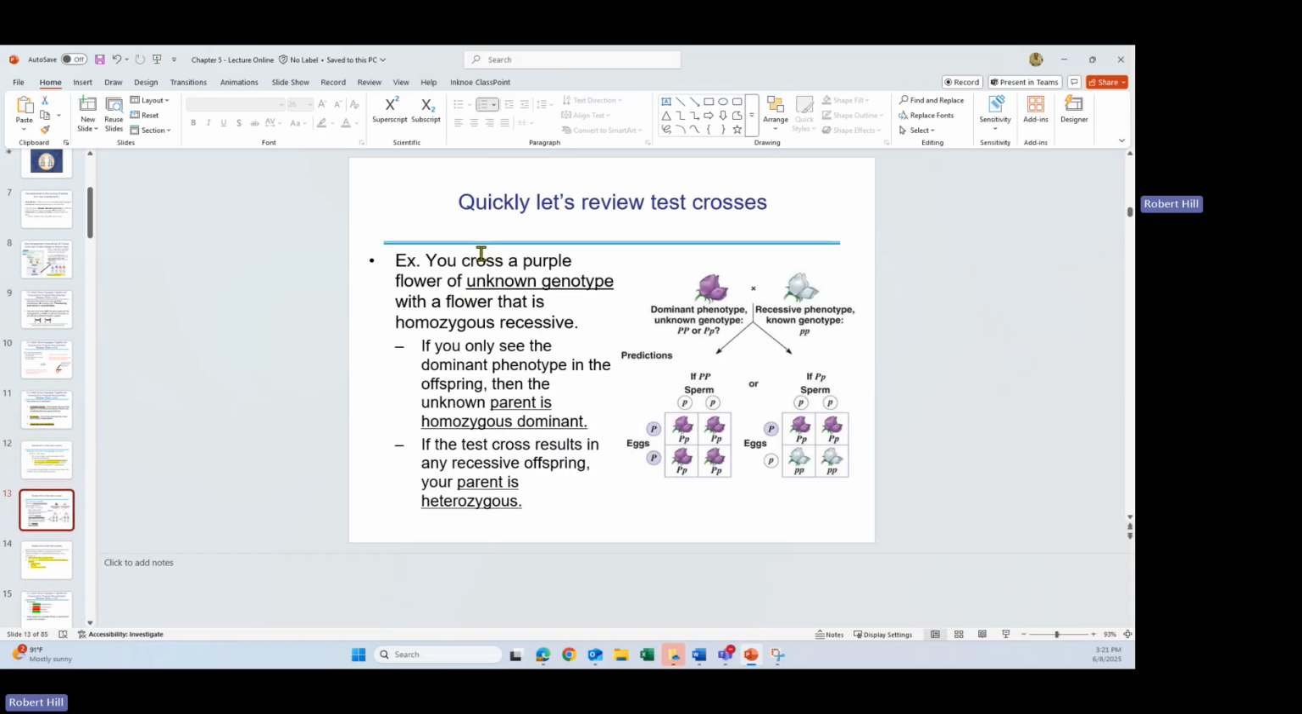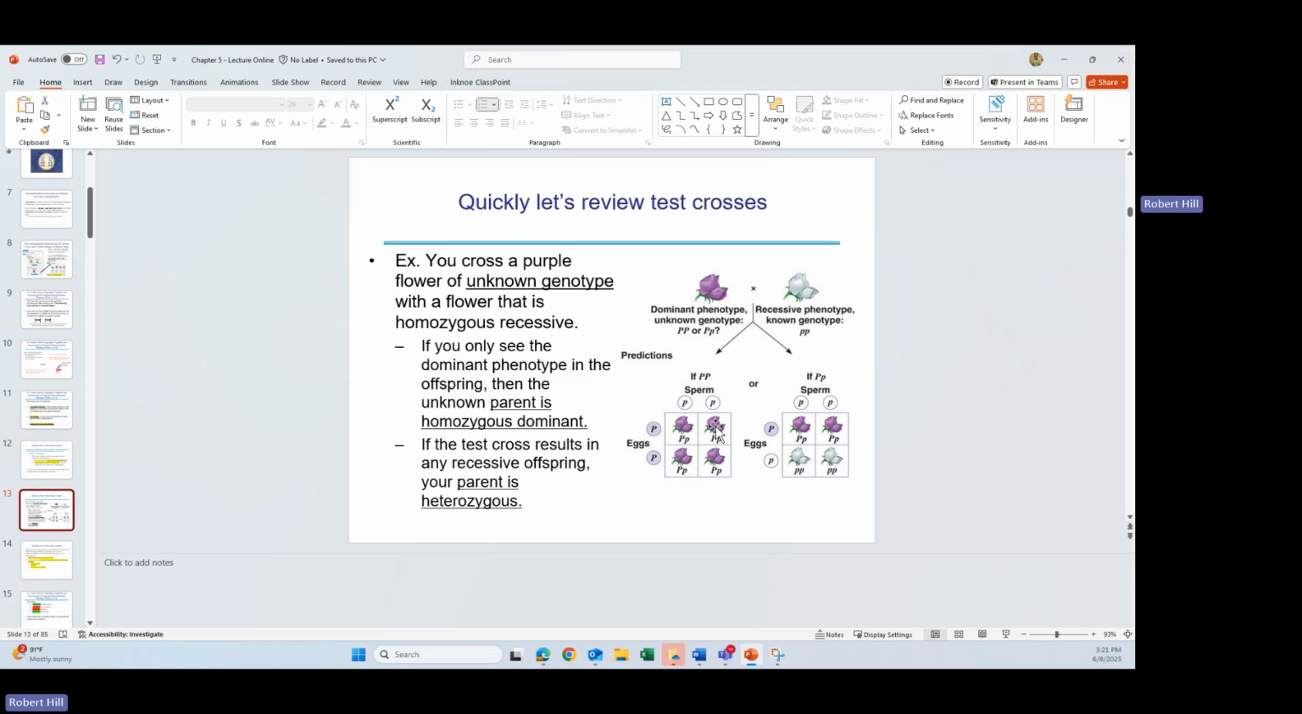So let's look at this. You cross a purple flower of unknown genotype, right? So now it's unknown genotype. Yes, we don't know exactly what it is, but we know the 2 possibilities that it could be. Because it's purple, it could be big P, or it could be heterozygous. And we cross that with homozygous recessive, showing the recessive phenotype, which is little p. That is always the cross. You're always crossing one of the unknown dominant phenotypes with homozygous recessive, right? And that makes it simple, right? Test crosses are always an unknown dominant with the homozygous recessive, right?